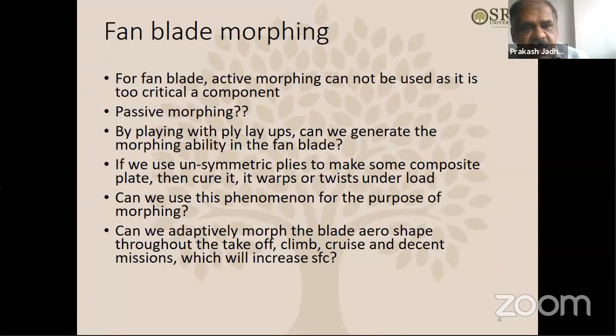Okay. So then it was concluded that active morphing cannot be used as it is, because it is a very critical component. Then what can we do? Can we come up with some other thing? Then we decided to try this passive morphing. So what is passive morphing?